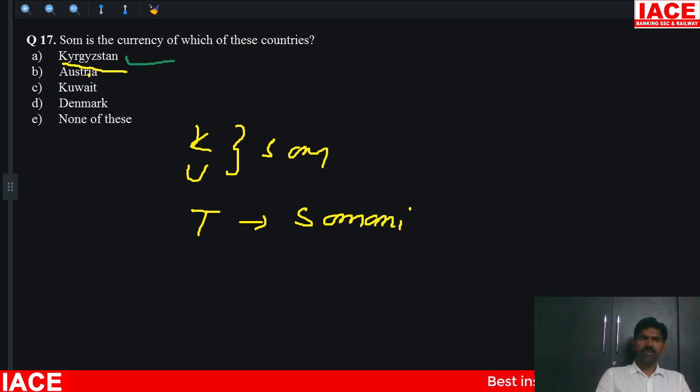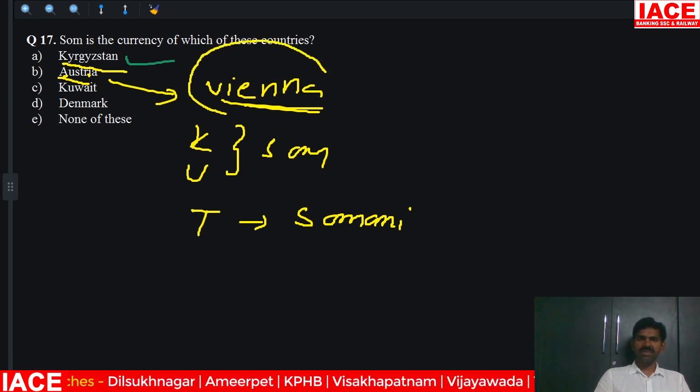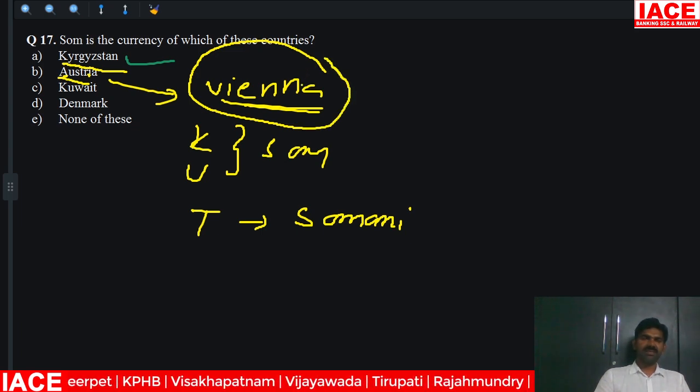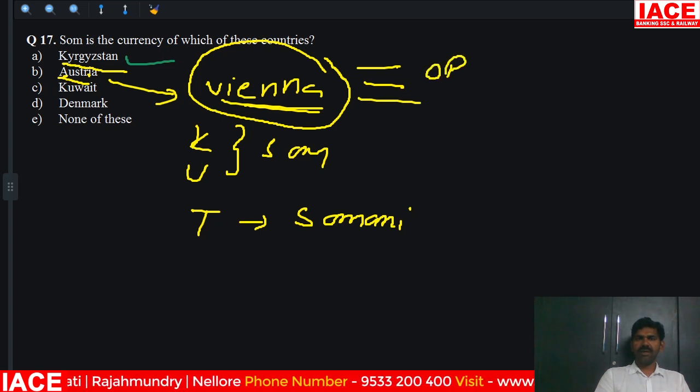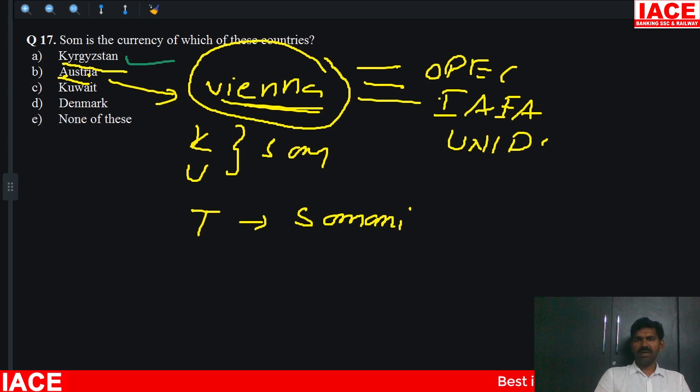Here, Austria is a very, very important country. The capital of Austria is nothing but Vienna. Vienna is the best livable city in the world. It has been the best livable city for almost the last 10 years. It's very important, as it has many headquarters such as OPEC, IAEA, and UNIDO. Yes, these are the organizations which are headquartered in Vienna, Austria.